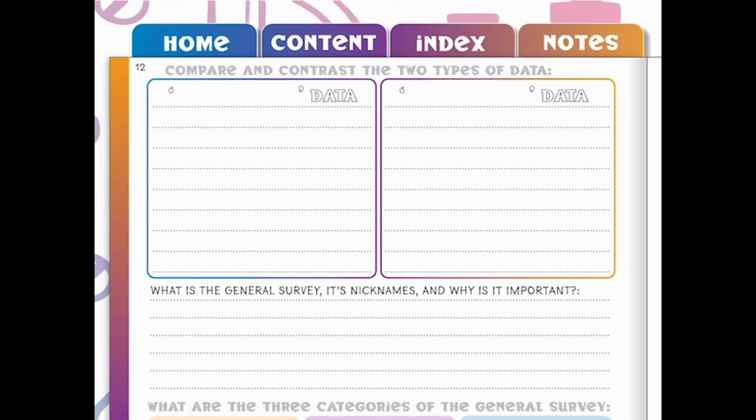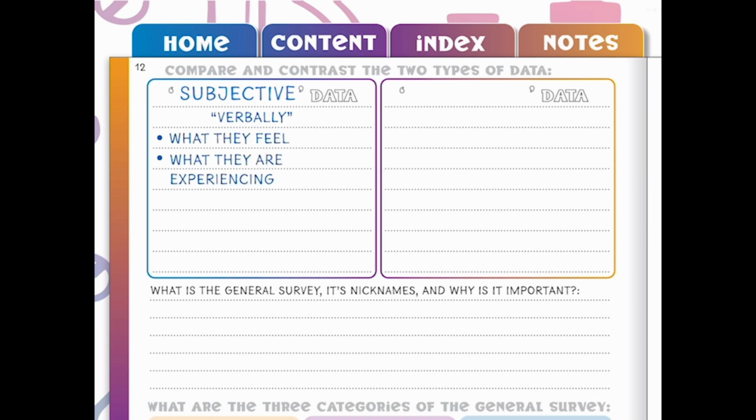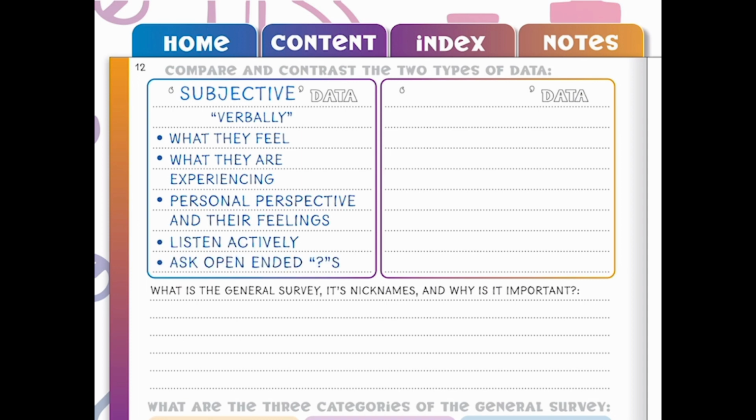So there are two types of data that we're gonna accumulate from our patient. And our first one is gonna be that subjective data. This is gonna be what your patient is verbally saying to you. This is gonna be what they're feeling, what the patient's experiencing, and it's their personal perspective of their feelings and their environment. And we're gonna ask open-ended questions.